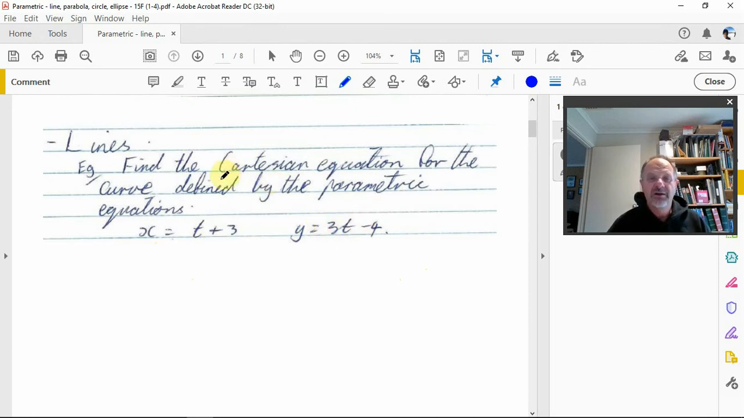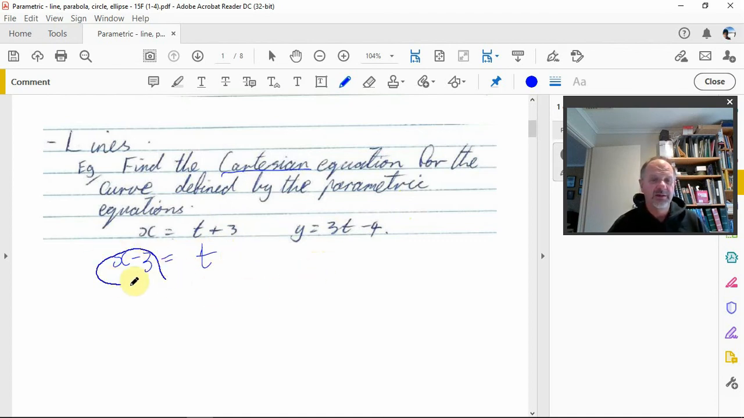So to find our Cartesian equation, basically we've got to eliminate the t. And one of the most straightforward ways of doing that is to say, okay, for this one here, where x is t plus 3, if we take 3 from both sides, we get that x minus 3 is equal to t.